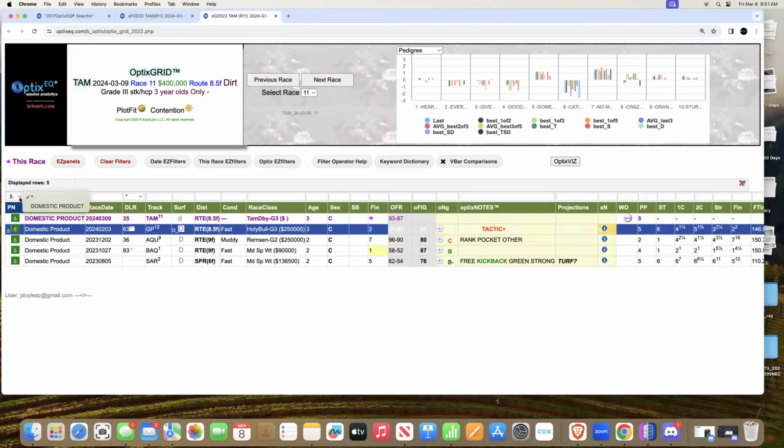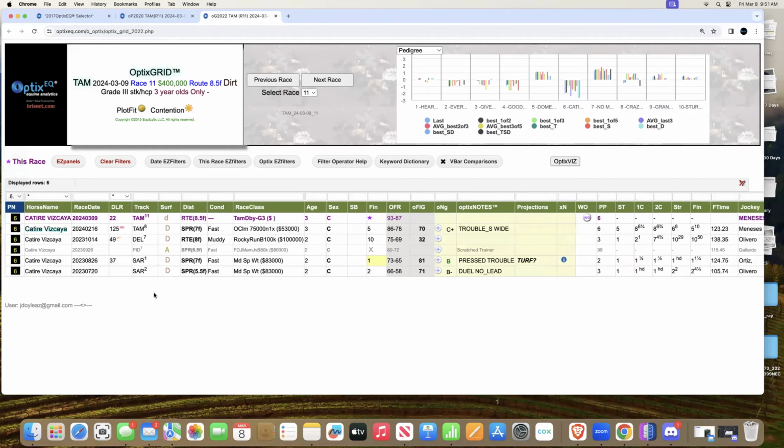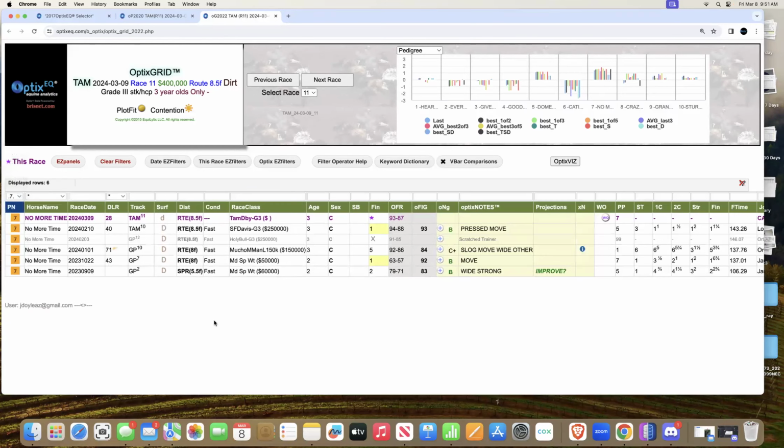Okay. Armed with that information, the 6, this is one of the horses that we kind of look past. The 7, No More Time. This is the other favorite. This horse looks solid, won the Sam Davis. Could be forwardly placed.